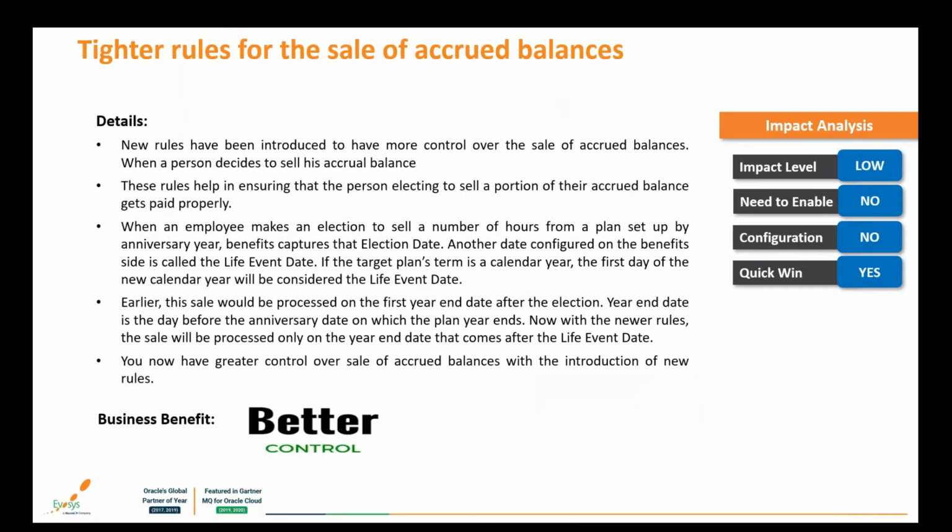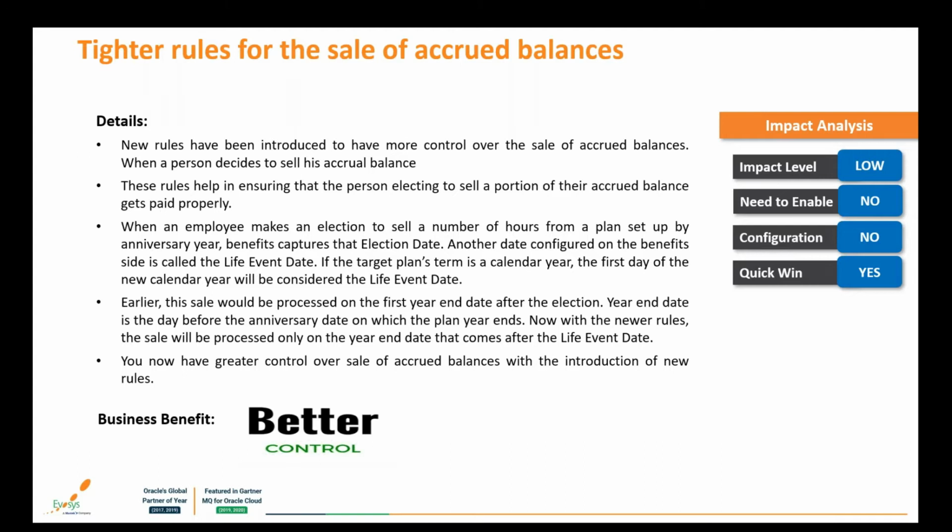The next feature improves the sale of accrued balances by offering some tighter rules. By this, what I mean is that when an employee makes elections to sell the number of hours from a plan that is set up on anniversary year, then the date that is captured is called election date. Now, if the term of the target plan is, however, a calendar year, then in that case, the life event date is the first day of the calendar year. So, with the introduction of newer rules, this elected sale made by the employee will be processed only on the year-end date that comes after this life event date.